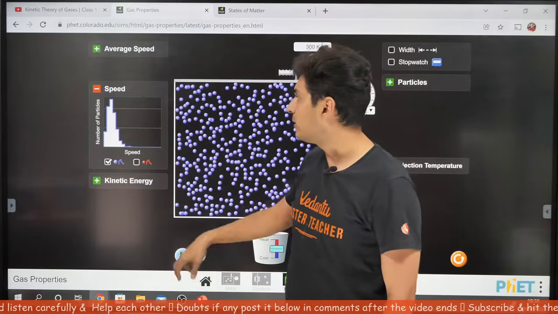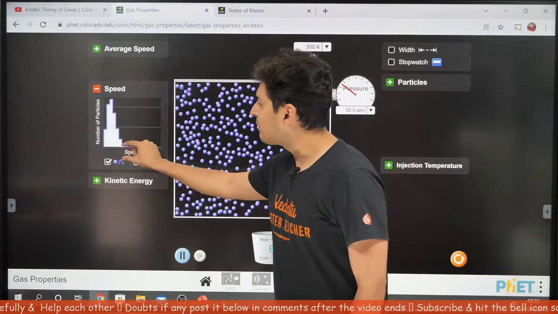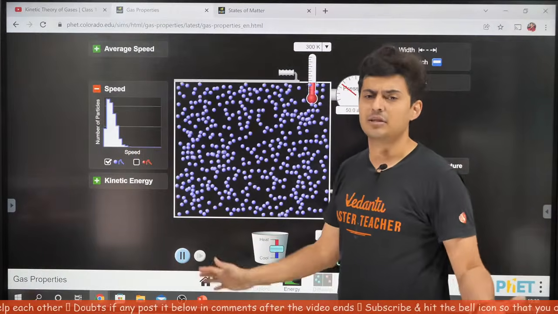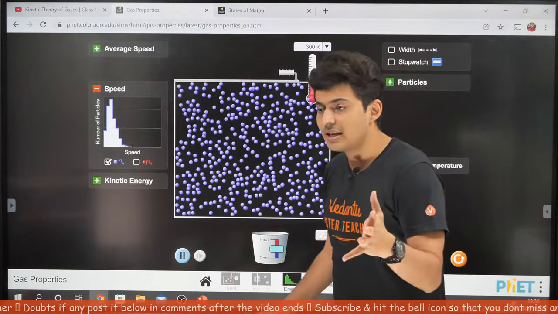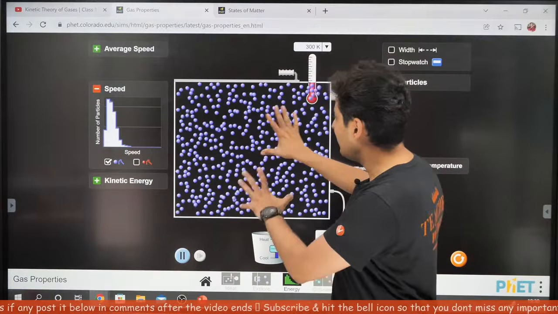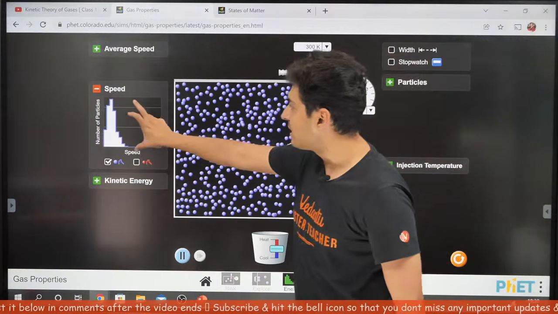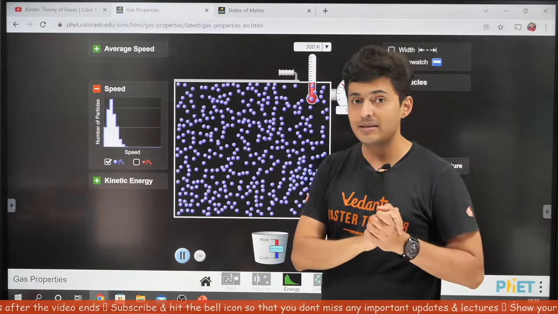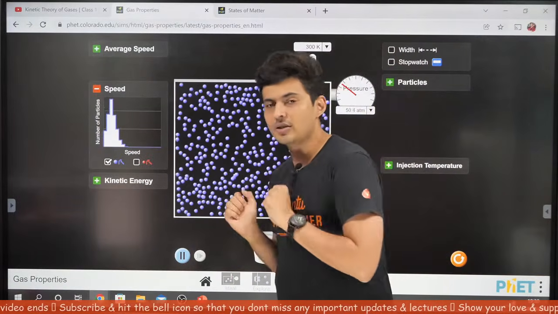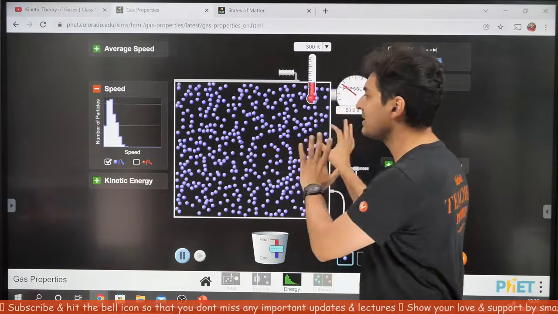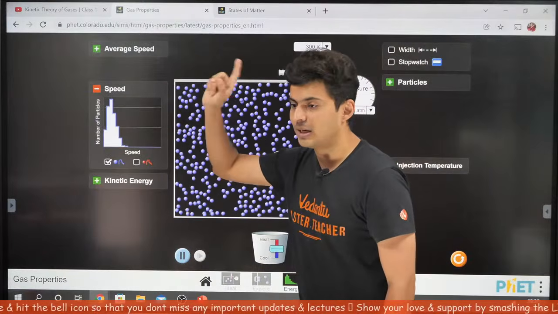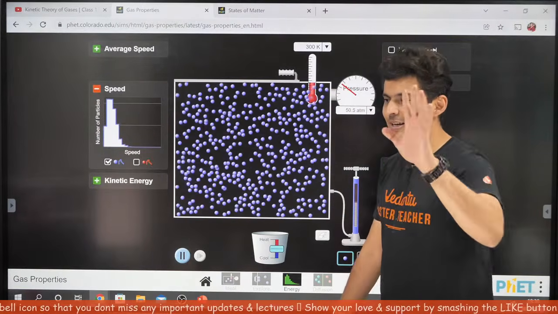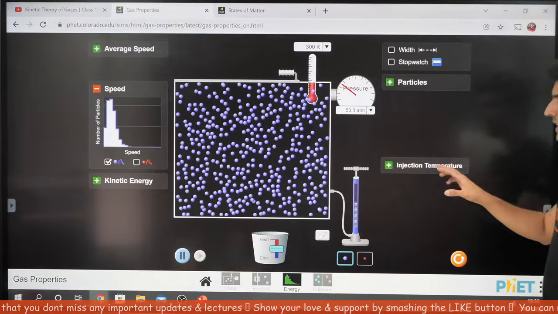There is a maximum value. And after a point, there are very few molecules with very large velocity. You can see most of the molecules have typical speeds over here. Very few molecules have very high speeds, very few molecules have very low speeds, and most of the molecules are around a certain particular speed. Everybody getting this?